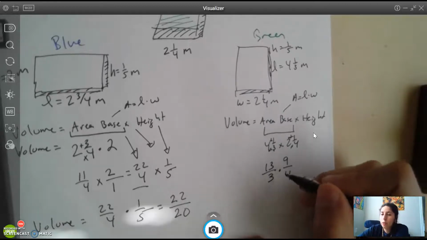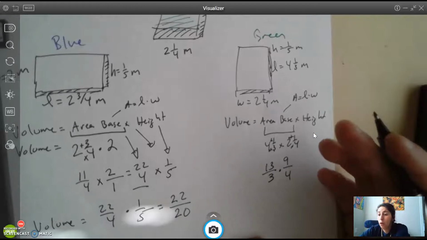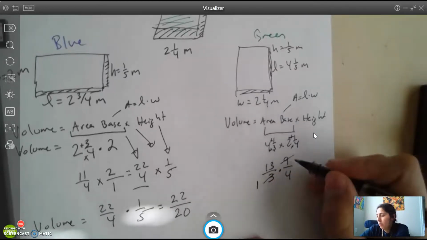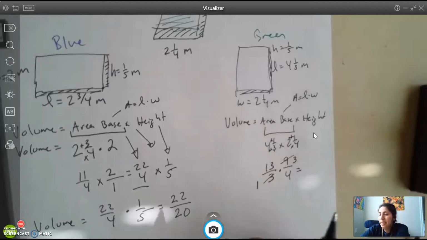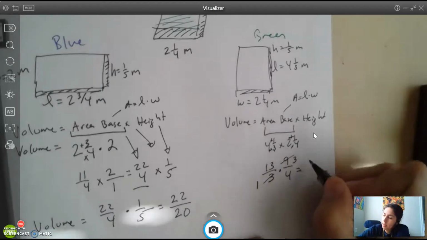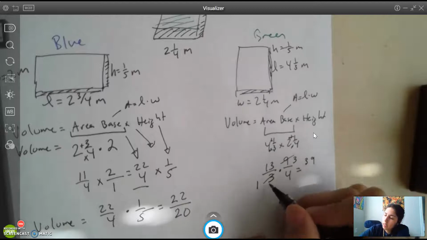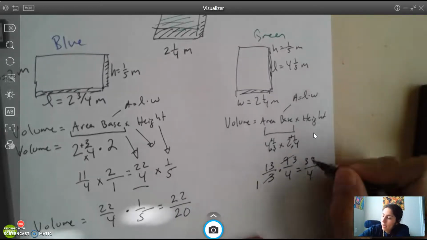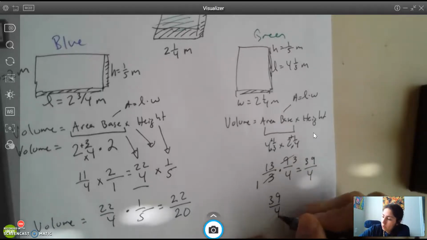But 9 and 3 do share a common factor of 3. So 3 divided by 3 gives me 1. 9 divided by 3 gives me 3. And that's easier for me to multiply. 13 times 3 is 39. 1 times 4 is 4. So my area of the base is 39 over 4.